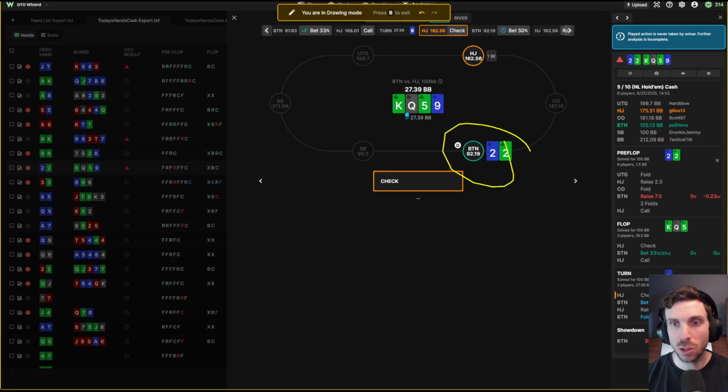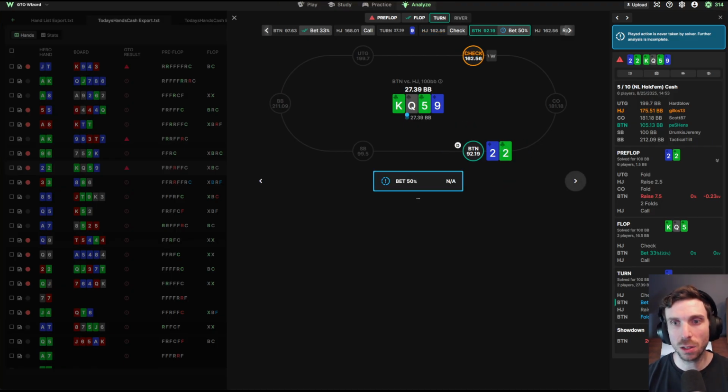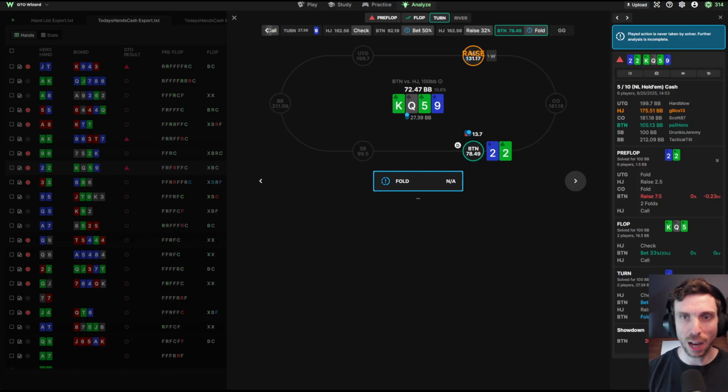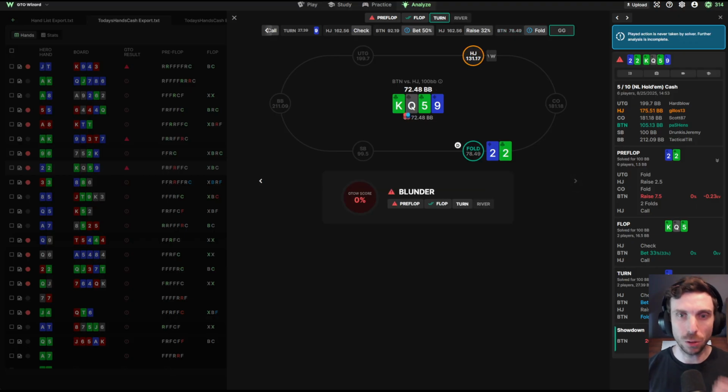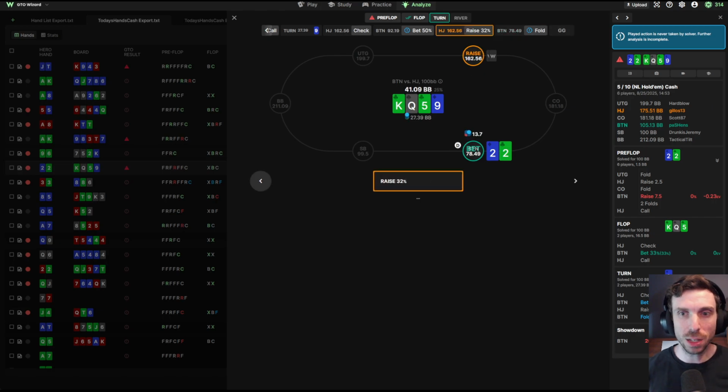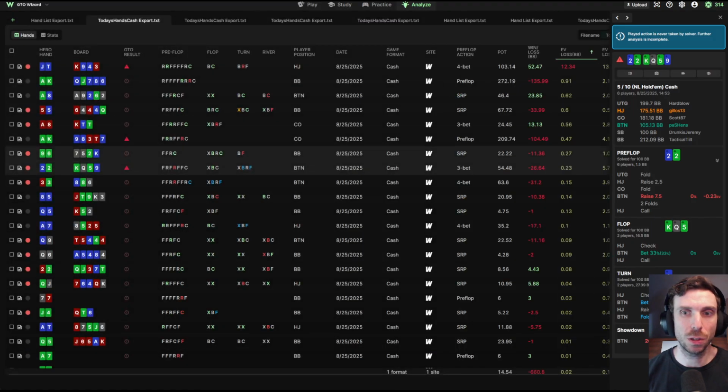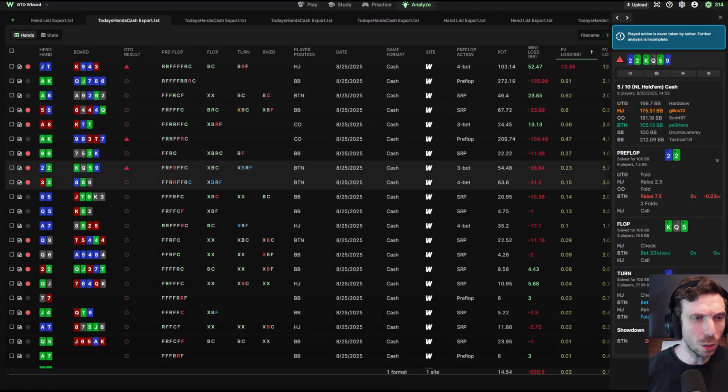So 2s, going back to the paired board example, is a good hand to turn into a bluff on the turn. So I go for the half pot, they check raise, and I fold. So this is a fine played hand. The reason Wizard picked this up as a mistake is because they opened 2.5x versus my 3-bet, or I 3-bet versus their 2.5x.